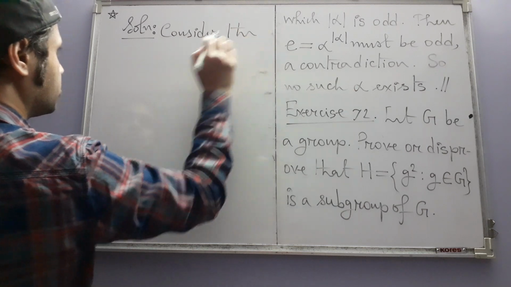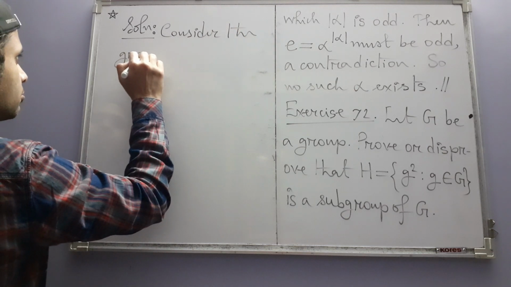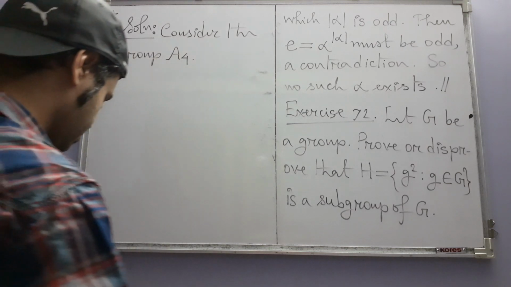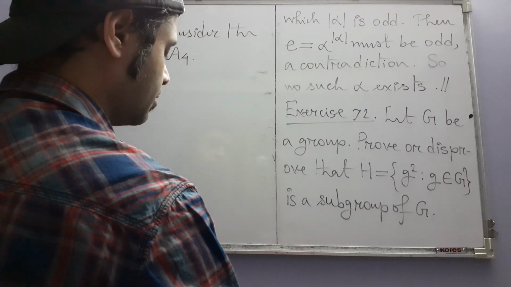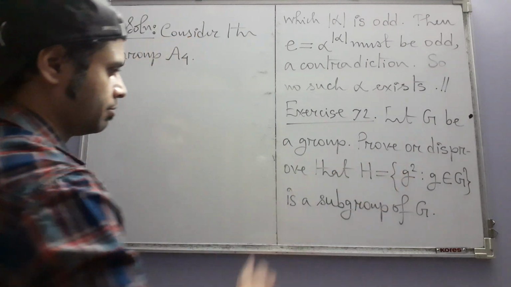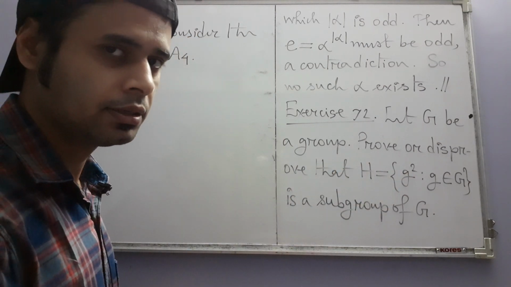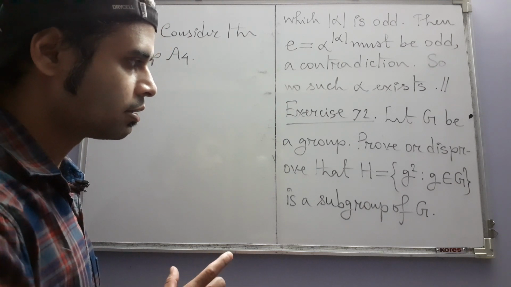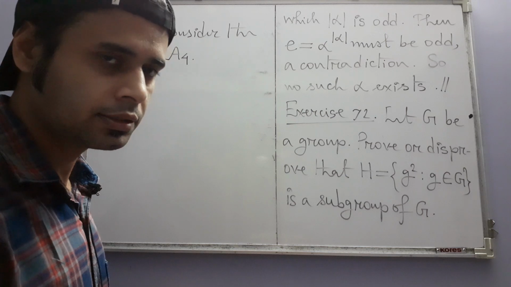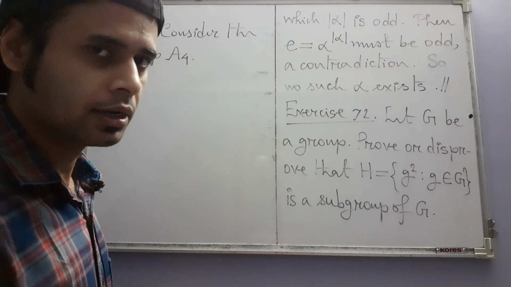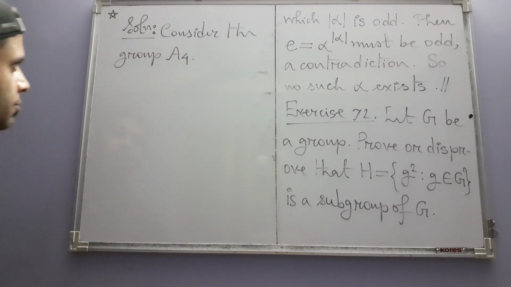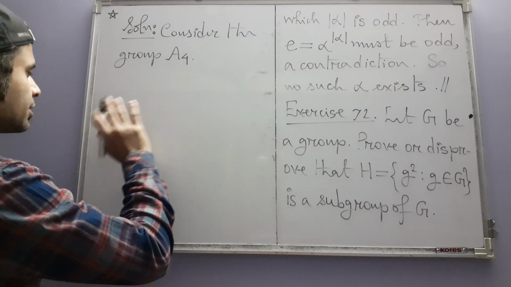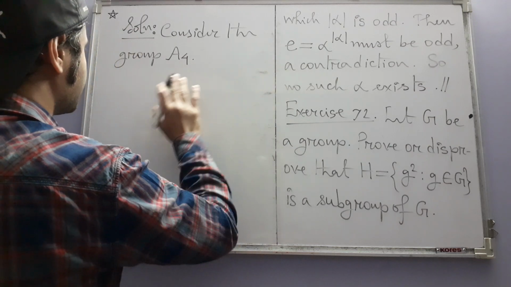Consider the group A4. Okay, now what is this subset H in A4? It turns out that this H consists of all the 3 cycles and the identity element. How? Let's see. Should I write? Okay, let me just write it formally since I have started writing.